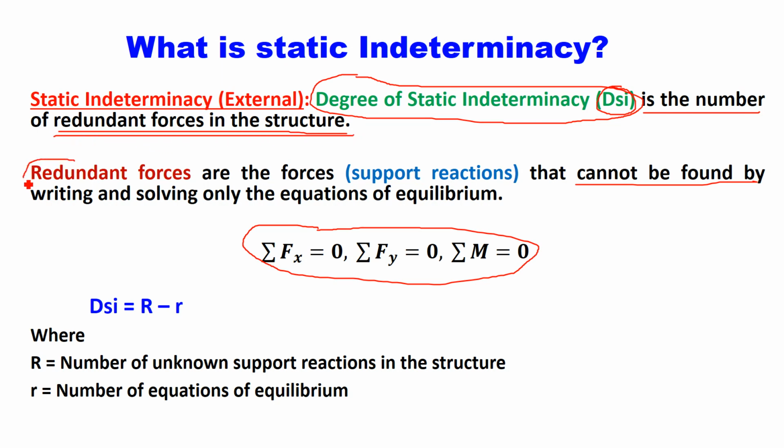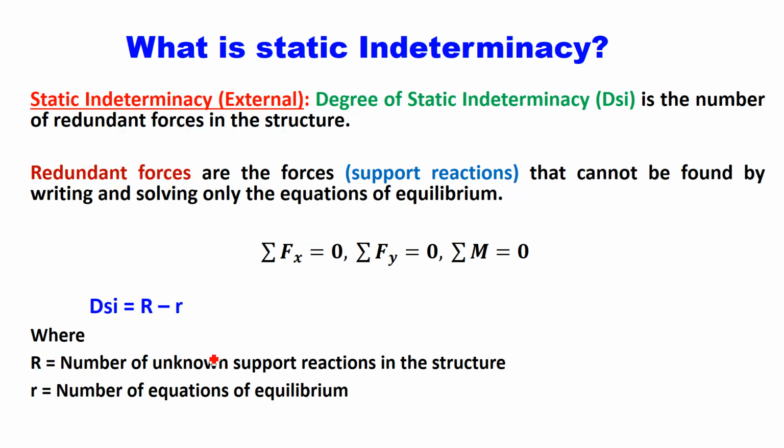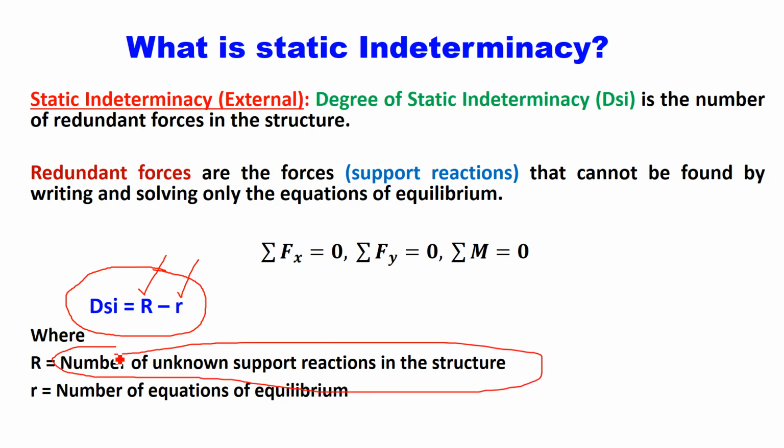The redundant forces are the unknown support reactions in the structure which cannot be solved by using the three equations of equilibrium, that is summation of Fx equal to 0, summation of Fy equal to 0 and summation of moment equal to 0. Mathematically, the formula for DSI is DSI equal to capital R minus small r, where capital R equal to the total number of support reactions in the structure.